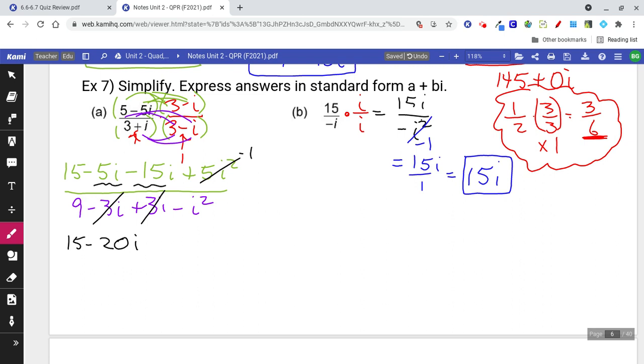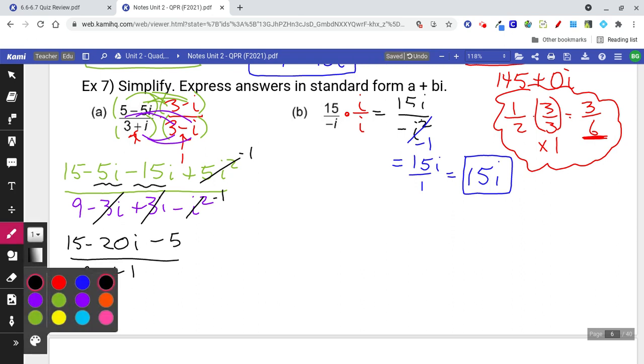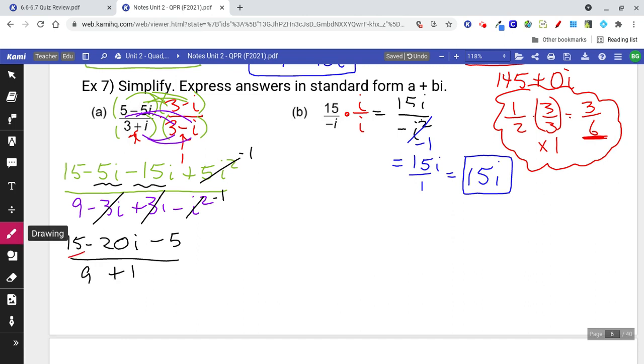Remember, that was negative 1. So 5 times negative 1 is minus 5. And on the bottom, I have 9. And if i squared is negative 1, I have minus negative 1. That's plus 1. So we can do like terms again. 15 minus 5 is 10. I have 10 minus 20i over 10.